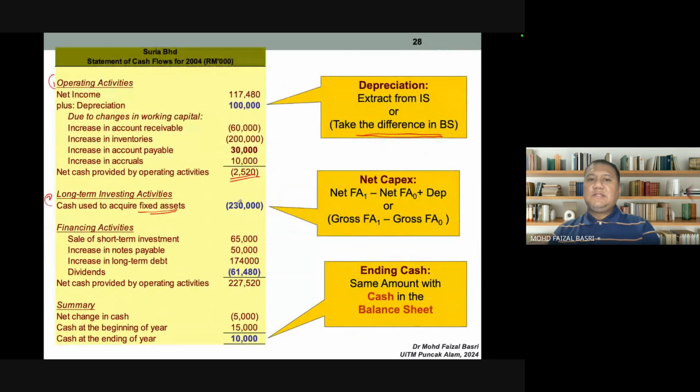So 230,000 dia appear kat sini lah, 230,000 minus. Okay, so dia bagi juga note kat sini, if it based on net, you have to add depreciation. Tapi kalau dia based on gross, you just take the difference between the gross. Okay, so for investing, just one item, fixed assets. And finally, our third item adalah financing activities.